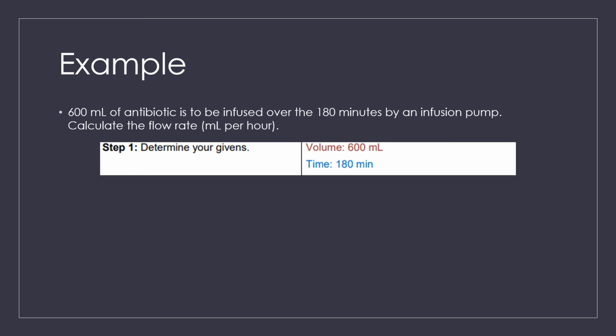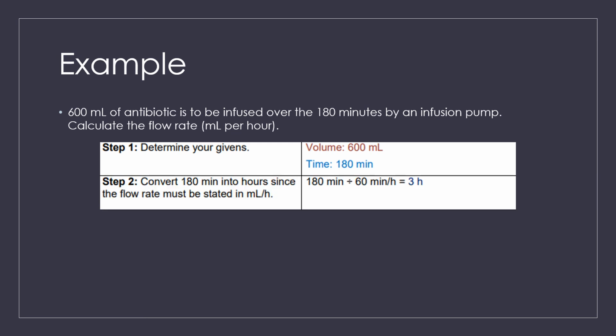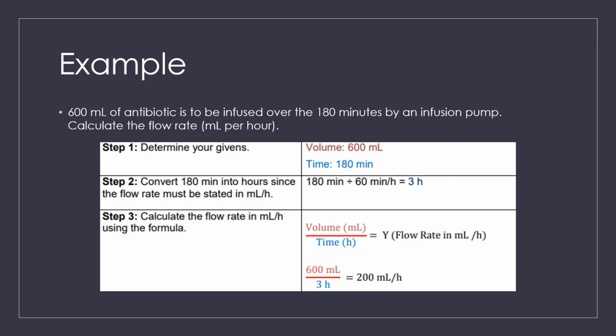So we determine that the volume is 600 ml and the time is 180 minutes. So we convert 180 minutes into hours. So 180 minutes divided by 60 minutes per hour is equivalent to 3 hours. And we calculate the flow rate in ml per hour using the formula. So 600 ml, which is the volume, divided by the 3 hours, which is the time, is equivalent to 200 ml. So the flow rate is 200 ml per hour.